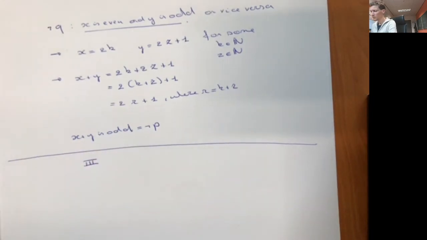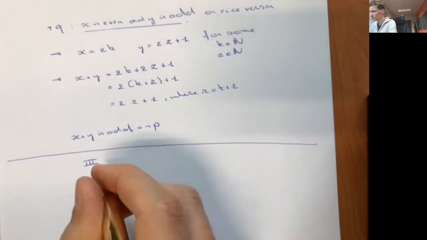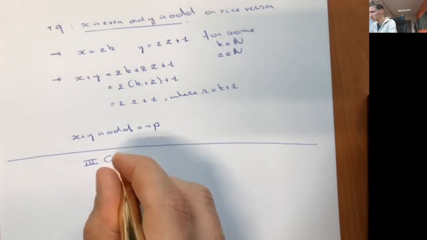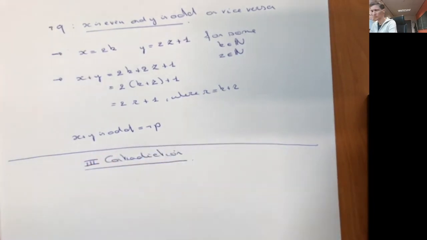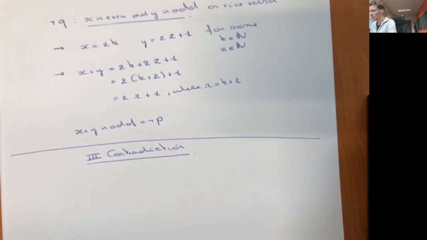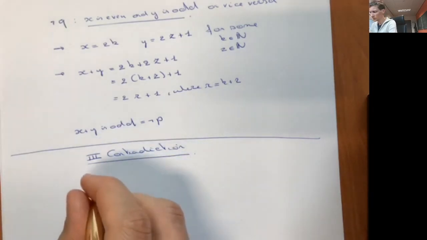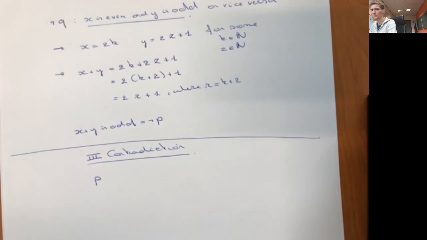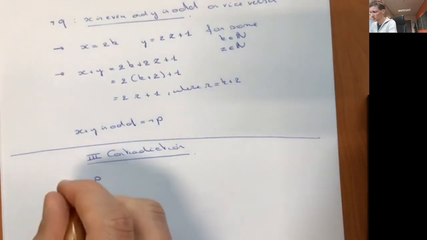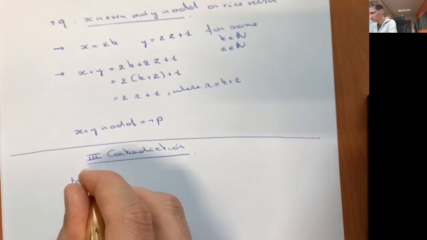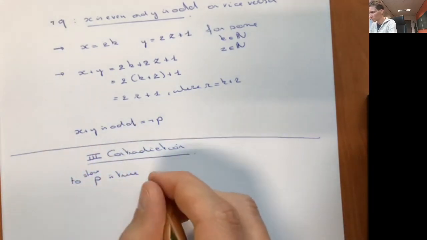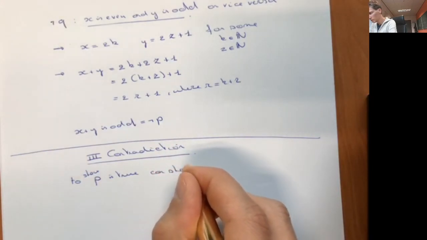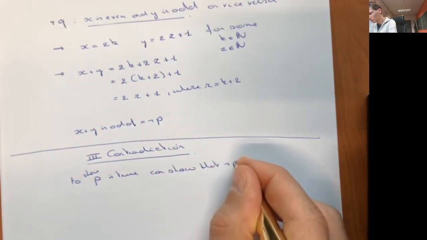The third way of making a proof is the infamous proof by contradiction. So what's the proof by contradiction? Well, the main idea is the following. Let's say that you have a formula P and you want to show that P is true. To show P is true, what you can do is show that negative P is false.